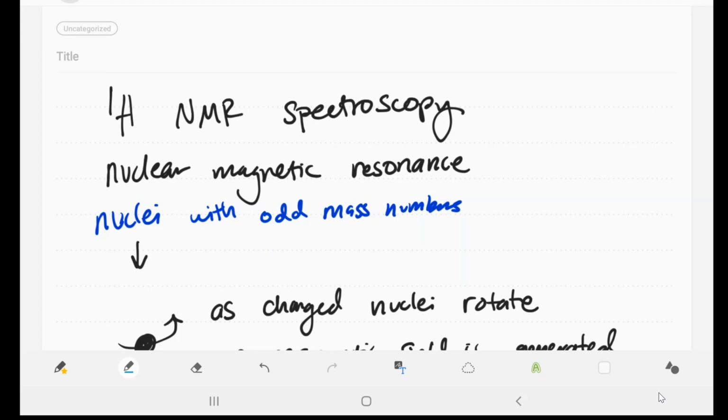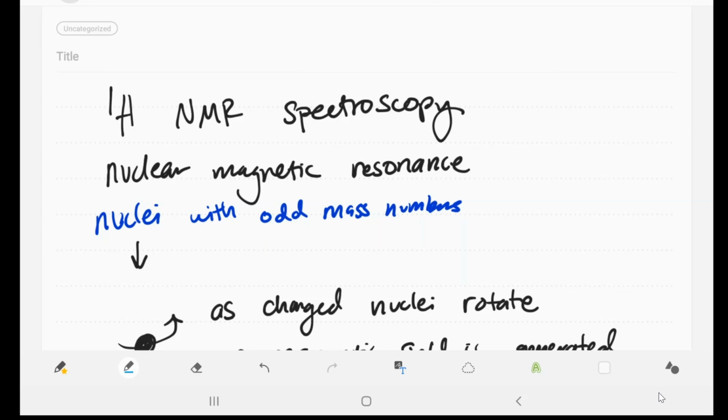So this is Proton NMR Spectroscopy, or 1H, as you'll see it written. This is going to be our more useful method of determining the structure of organic molecules. And how this works is through the phenomenon of nuclear magnetic resonance.